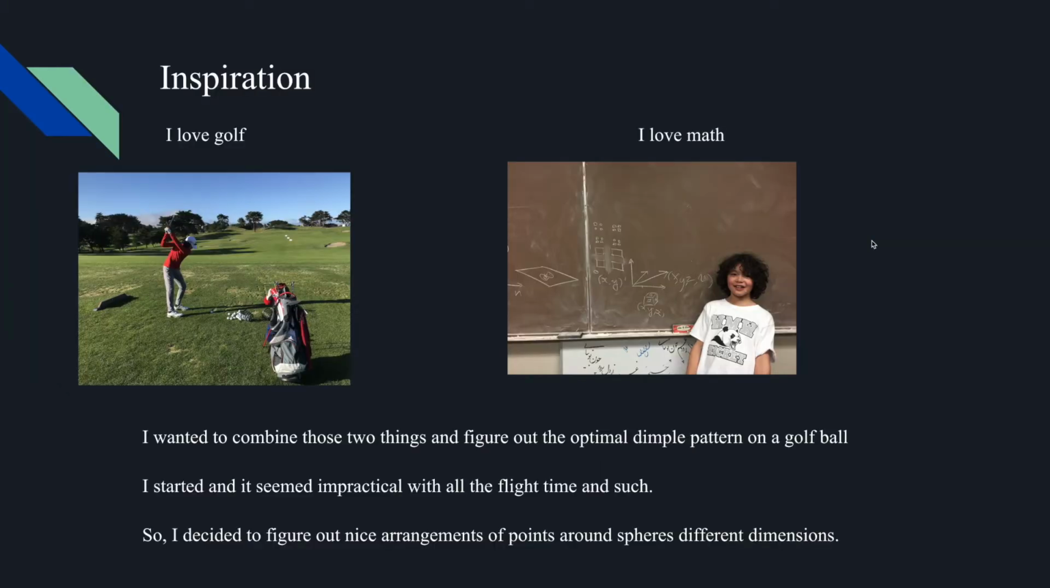So, a little bit about me. I love golf and I love math, and I wanted to combine these two things to figure out what the optimal dimple pattern on a golf ball is. And I started researching this and looking stuff up and trying to solve this problem, and it felt impractical with the flight time and the air resistance and the spin rate and the wind, things like that. So I decided to just find nice arrangements of points around different dimensional spheres.